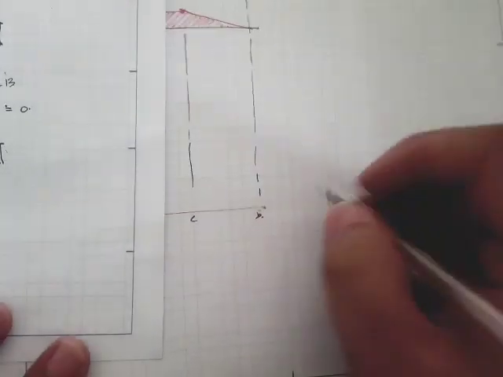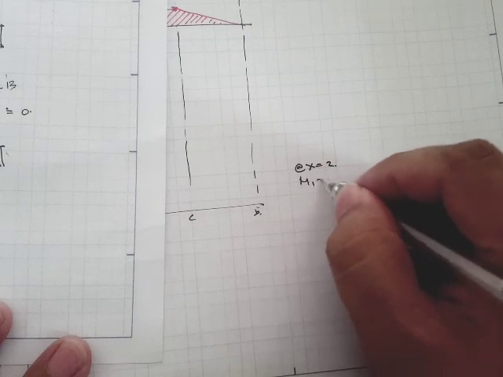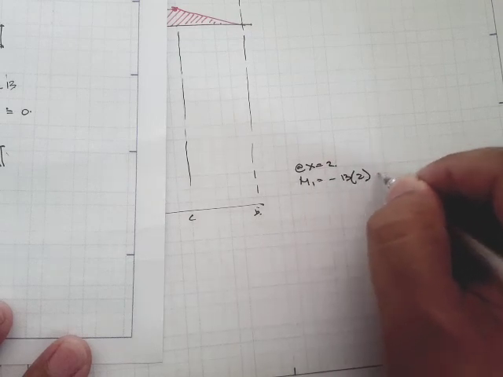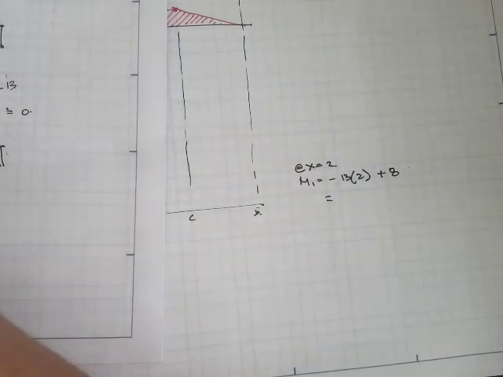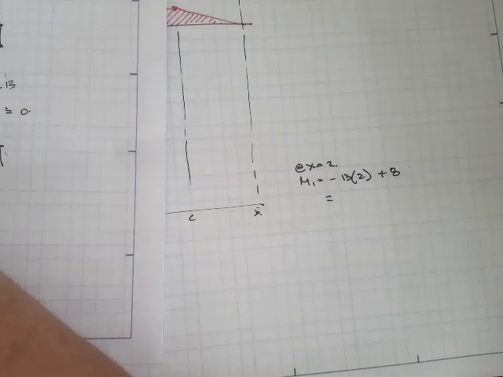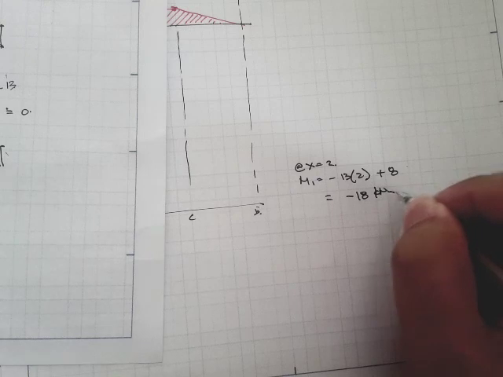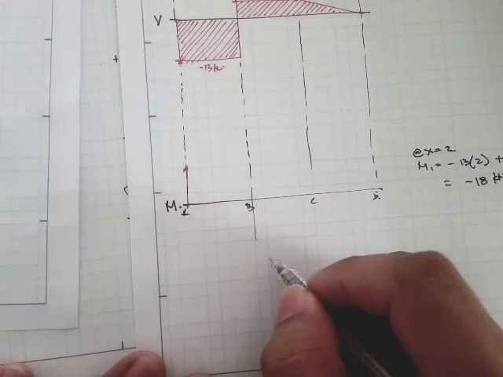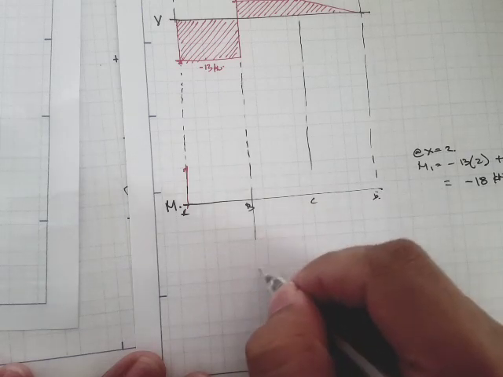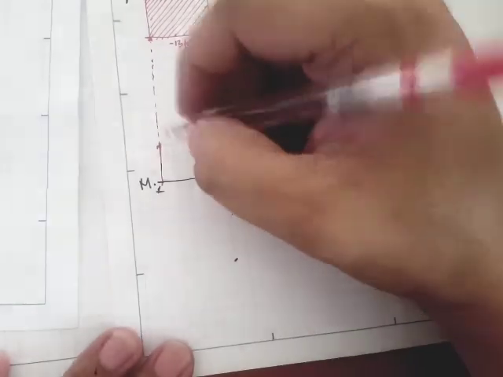And let's write it here. At x equal to 2, M sub 1 is equal to negative 13 times 2 plus 8. So 13 times 2 is 26, minus 26 plus 8, so this is negative 18 kilonewton meters. Let's say somewhere right here.